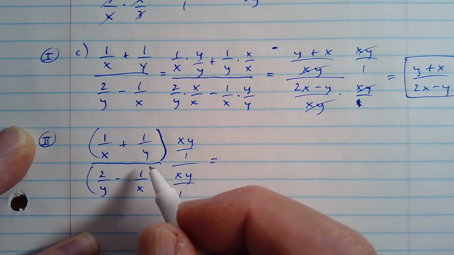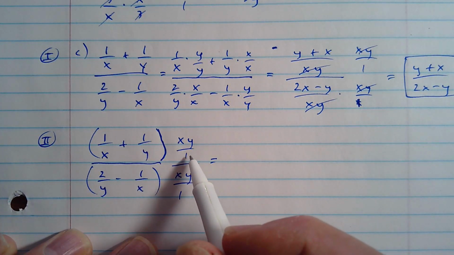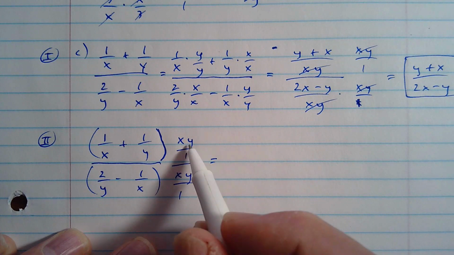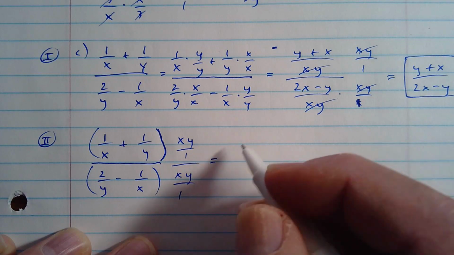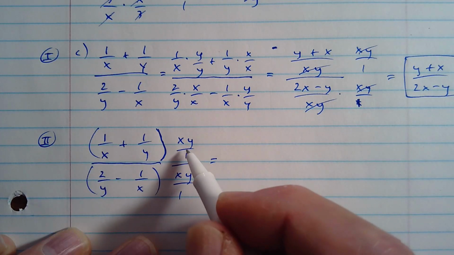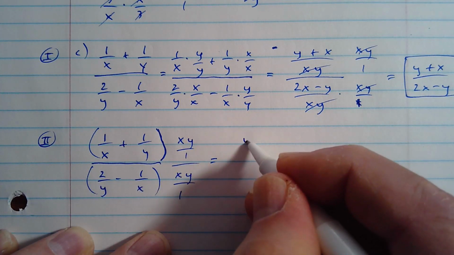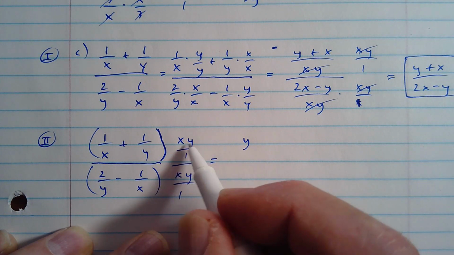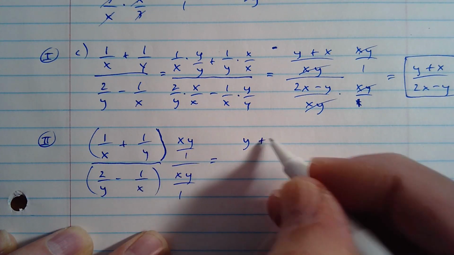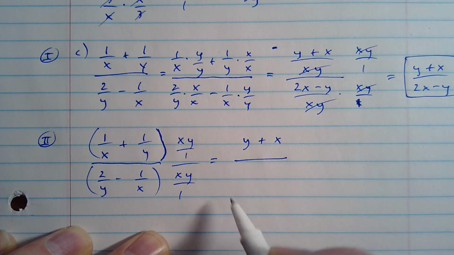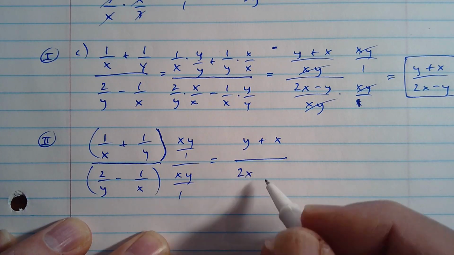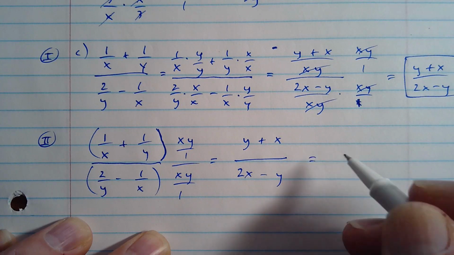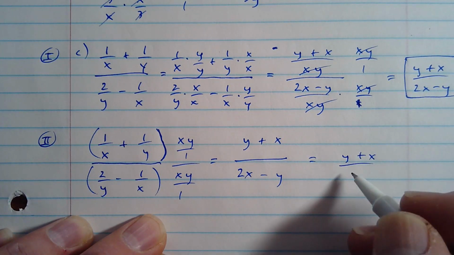And so this changes the method a little bit and allows you to get the numerator and denominator to just not be fractions quicker. Personally, I kind of like this way better. So if I do 1 over x, I'm doing the distributive property now, times xy, the x's cross out, and I get a y. If I do xy times 1 over y, the y's cross out, and I get an x. If I do that same process here, the y's cross out, and I get a 2x, and the x's cross out, and I get a minus y. And there's my final answer, y plus x over 2x minus y.